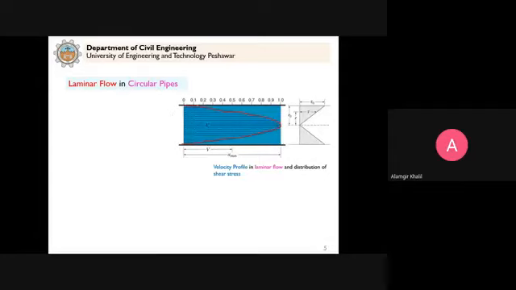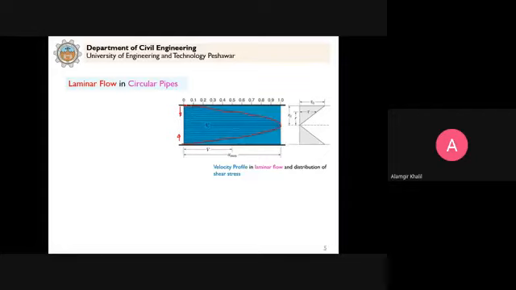Now whenever the flow occurs in a pipe, there will be resistance to the flow. At the pipe wall, greater resistance is offered to the flow, and that resistance is transferred towards the center of the pipe. Due to symmetry, this happens from both sides. When this resistance is transferred, at the pipe wall the velocity is 0. And this is what we call the no slip condition.